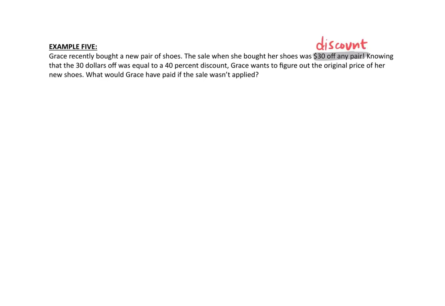It says, knowing that $30 was equal to a 40% discount. So that was the same as a 40% discount. Grace wants to figure out what was the original price of her shoes. What would she have paid if the sale wasn't applied? So what did they originally cost if there was no sale? All right, so that should be a kind of a key thing here. Original price, we don't know. That goes on the bottom across from the 100%.